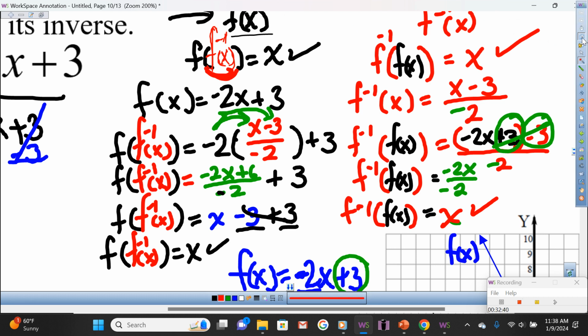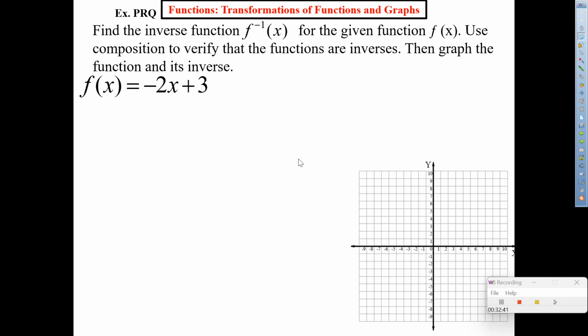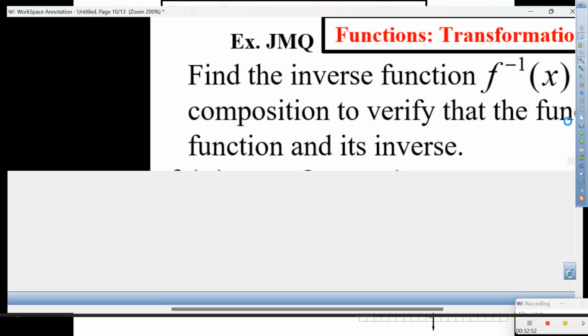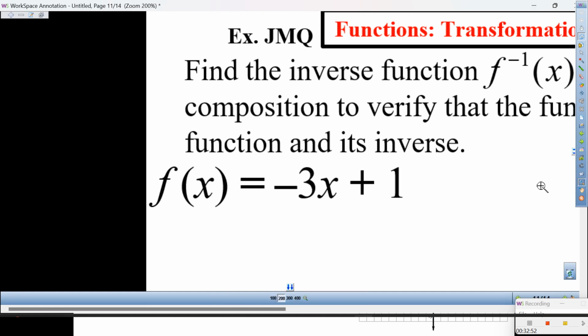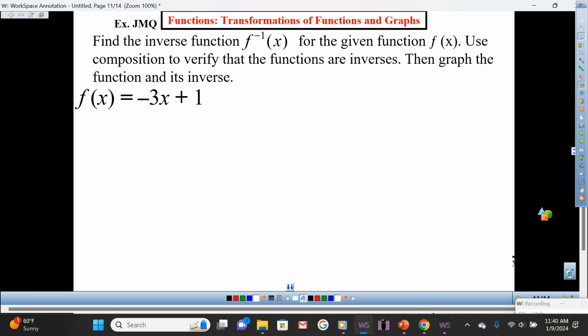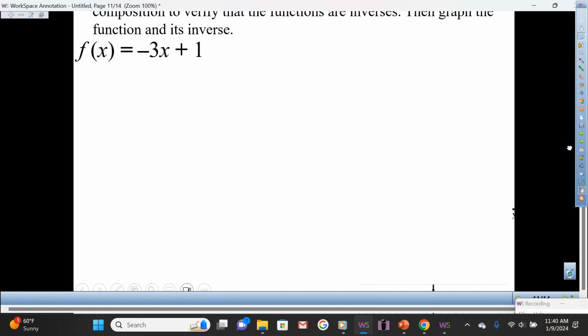Let's do another one. On your paper, copy this one, not on the graph paper. F of x equals negative 3x plus 1. And don't worry about the graph. I want us to get through the entire process of the composition.